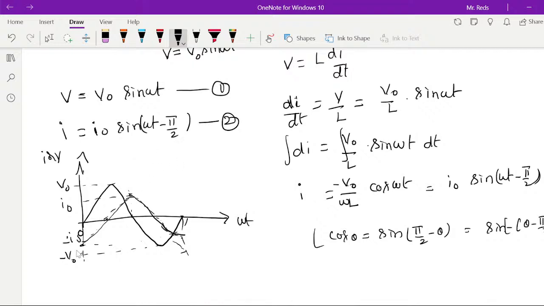And what you can understand here, current lags behind potential. Potential starts at 0, starts increasing from 0 value, but the current is still in a negative value. To come to 0 itself takes more time. So it is behind potential. Behind potential means it is lagging behind potential. That's what you can understand.